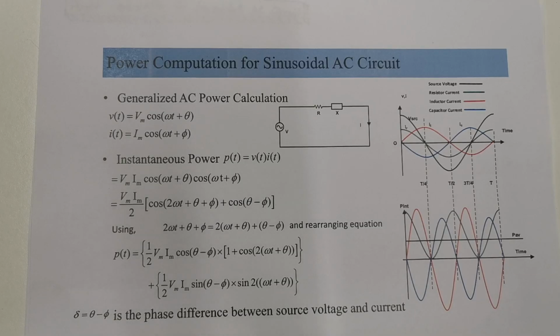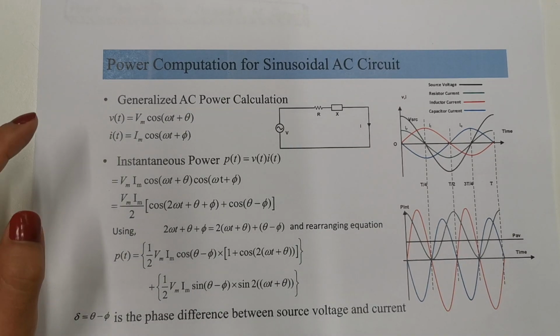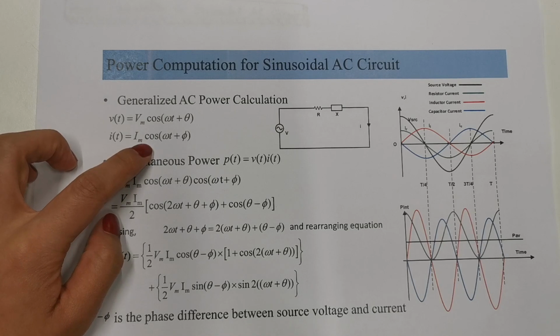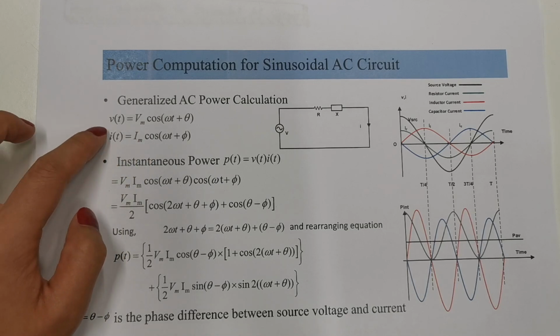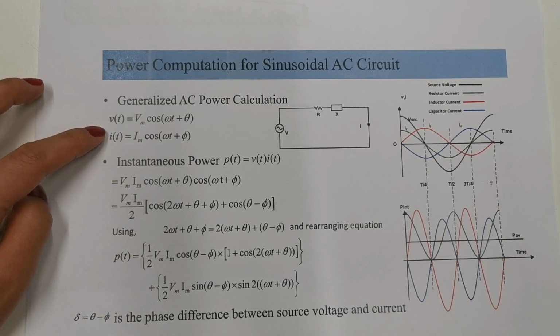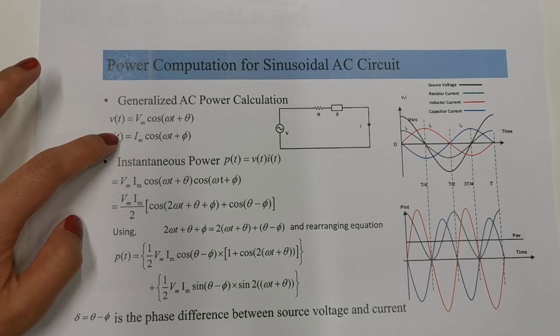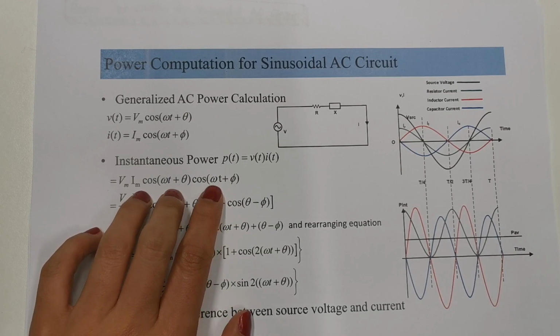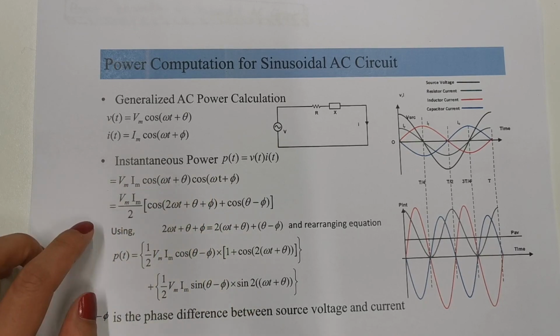Hi everyone, in this video we're going to talk about power in the sinusoidal AC circuit. First of all, let's talk about instantaneous power in an AC circuit. As we talked about in the last several videos, we can use a cosine function to represent our voltage and current in an AC circuit, and if we multiply them together, we can get the instantaneous power in an AC circuit.